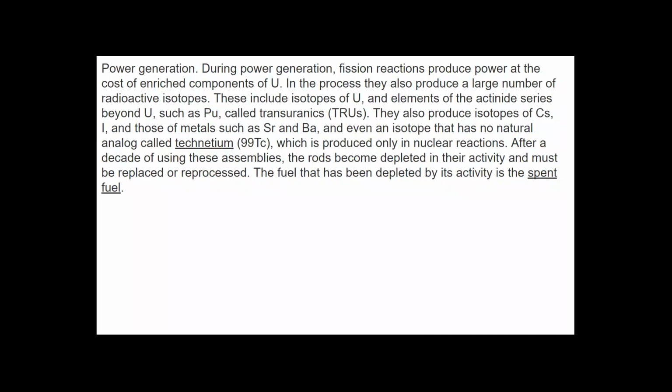These include isotopes of uranium and the elements of the actinide series beyond uranium, such as Pu and transuranium elements, and the transuranium elements are called TRUs. They also produce isotopes of cesium and iodine, and those of metals such as strontium and barium, and an isotope which has no natural analogue, called technetium-99, which is produced only in nuclear reactions.